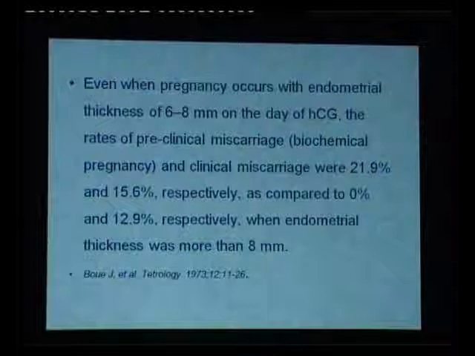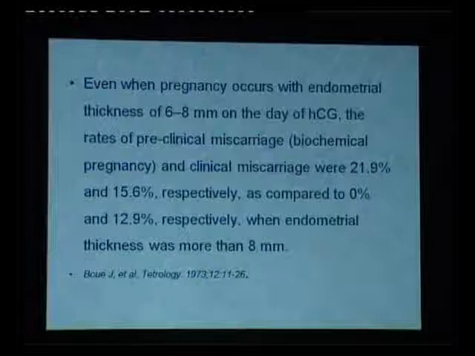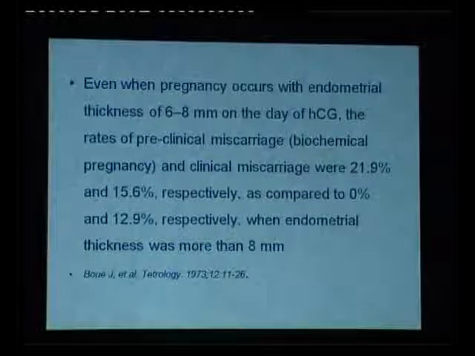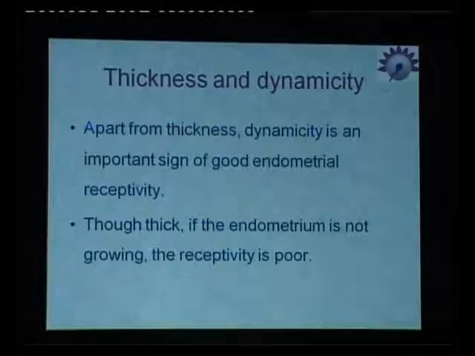Even when the pregnancy occurs with the endometrial thickness of 6 to 8 mm on the day of HCG, the rates of preclinical miscarriage and clinical miscarriage were about 22% and 15.6% respectively, as compared to only 0% and 13% respectively when the endometrial thickness was more than 8 mm. Therefore, I insisted preferably 8 to 10 mm. Apart from the thickness, the dynamicity is an important sign. An endometrium may be 7 mm from, say, the mid-proliferative phase, and it remains so. It doesn't grow, a sign of bad endometrial receptivity.